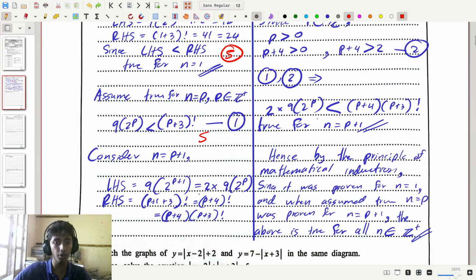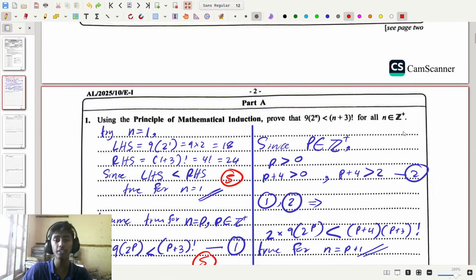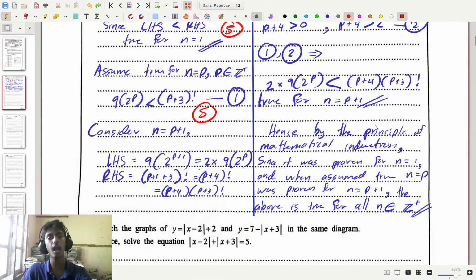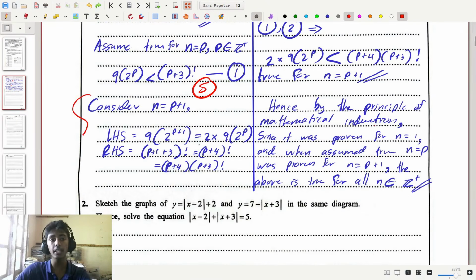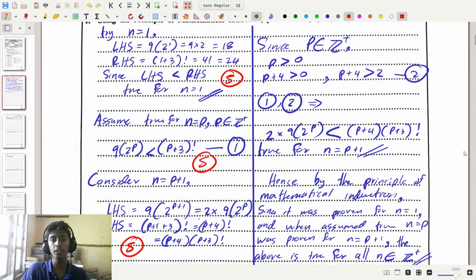It is important to note that you need to include the fact that this number that you're looking for is an element of the set that you're interested in, in this case the positive integers. Afterwards, when you consider the next value p plus 1, writing down the first bit here gains 5 marks. And then after that, when you start substituting the previous assumption in and finally get to the result that proves that it's true for n equals p plus 1, you get another 5 marks.